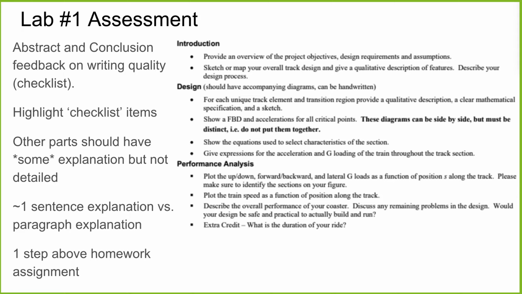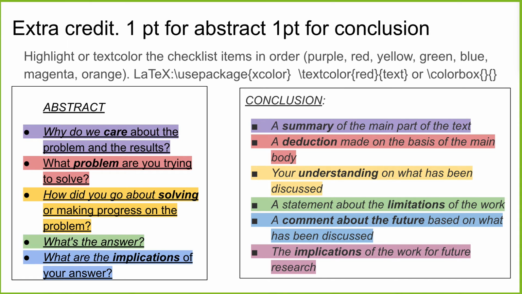I'm asking that you highlight the checklist items. I'm not going to require that, but I want to incentivize it a little bit by giving you some extra credit. I think that's mentioned here: 1 point for the abstract and 1 point for the conclusion. Now this is 1 point total for the abstract, not for each highlighted item. That'd be a lot. But this gives you a little bit of motivation to figure out how to highlight.